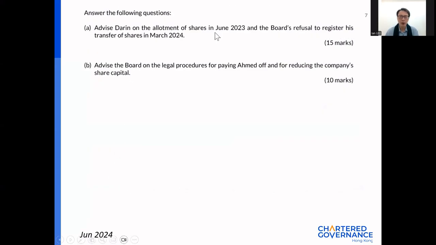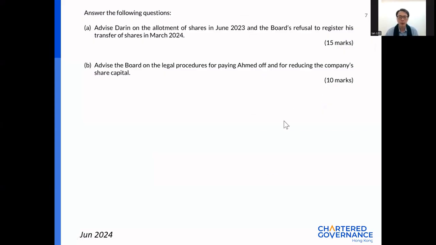So looking at the question, it is in part A and part B. Part A, advise Darren on the allotment of shares and the board's refusal to register his transfer of shares. So we already can guess part A is the first two questions. And part B is advise the board on the legal procedures for paying Ahmed off and for reducing the company share capital. So you can see basically there are three issues, two in part A and one, I guess, also broken down in two for part B as well.